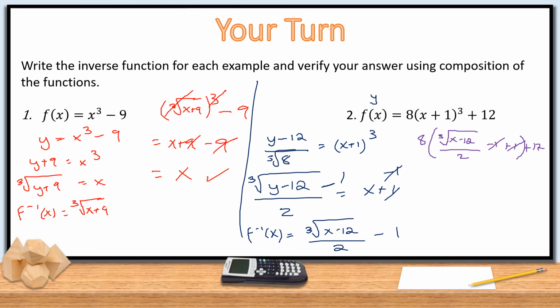So the ones cancel. That's all to be cubed. So cube both of these, the cube root will cancel, and this will become a 2 cubed. So we get 8 times x minus 12 all over 8 plus 12. 8's cancel, so we get x minus 12 plus 12. The 12's cancel, we're left with x verified.